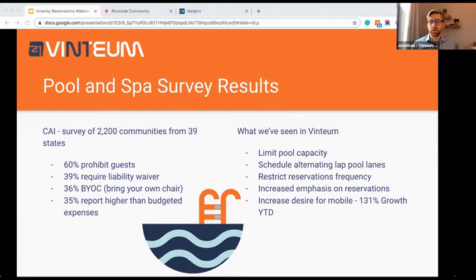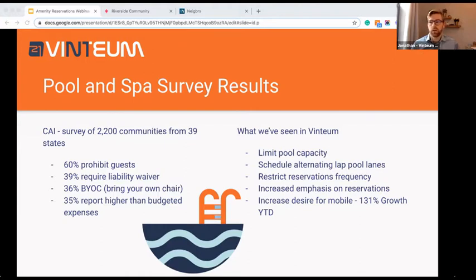Also an increased desire for mobile. Looking at our mobile app, we've had a 131% increase year to date. That's from January. A lot of people are now looking at a mobile app for solutions, and they want to be able to access this information either on the way to the tennis court, to make sure that it's open, or maybe they're in line at the grocery store, they could check this as well.